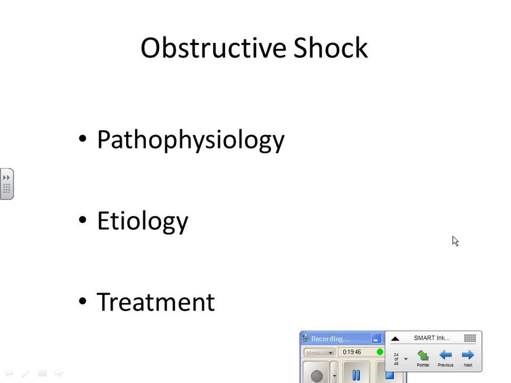Cardiac tamponade, pulmonary embolism, tension pneumothorax, so with the mediastinal shift. So all of those things can cause obstructive shock, and our treatment for obstructive shock is going to be removing or correcting whatever the underlying problem is, whatever the causative agent is. So chest tubes if you've got a tension pneumothorax, pericardiocentesis to drain fluid that's causing the tamponade, those kinds of things.